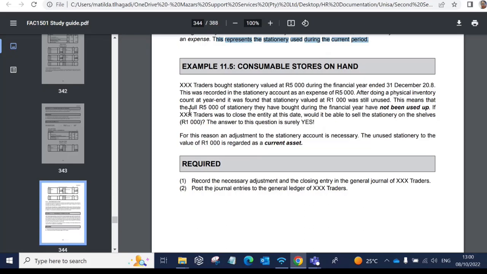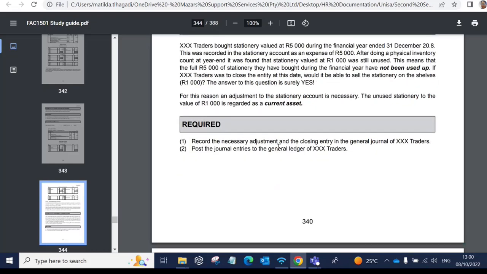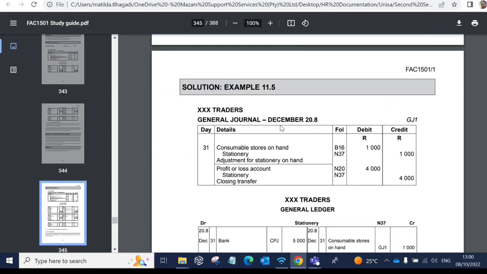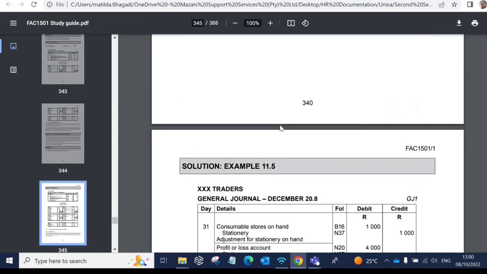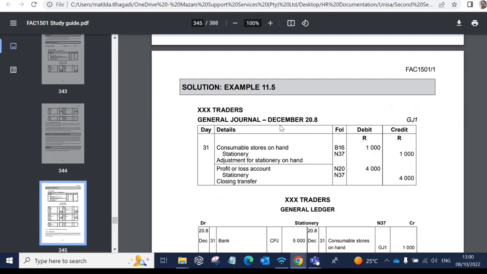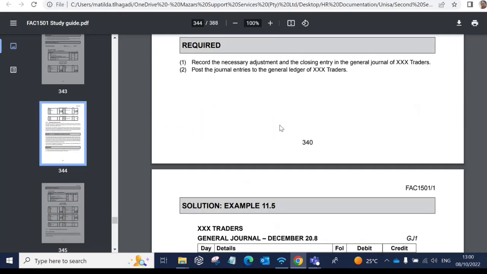For this reason, an adjustment of the stationery account is necessary. The unused stationery to the value of 1,000 rand is regarded as a current asset. Record the necessary adjustment and closing entry in the General Journal of Excess Traders. Post the journal entries to the General Ledger of Excess Traders. So basically the 1,000, let me just see.